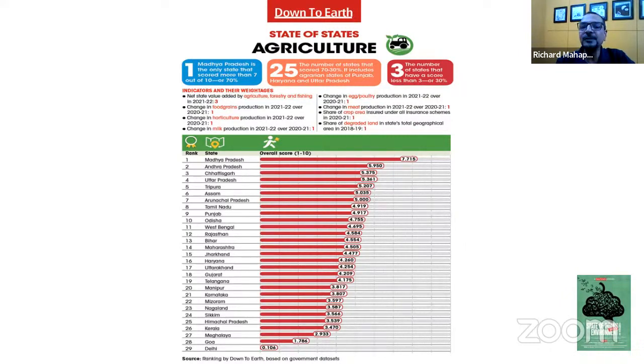Change in meat production, then share of crop area insured under all insurance schemes. At this time of climate crisis, crop insurance is a critical indicator of how you are protecting the farmers and the farms. And share of degraded land in the state's total geographical area, because that's fundamental to farming. So these are the parameters.